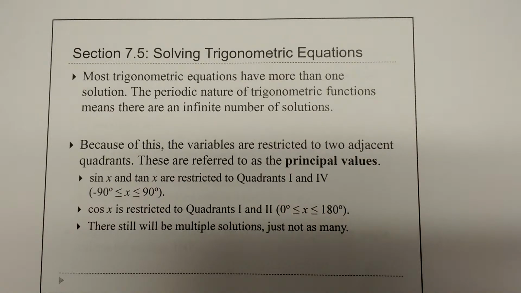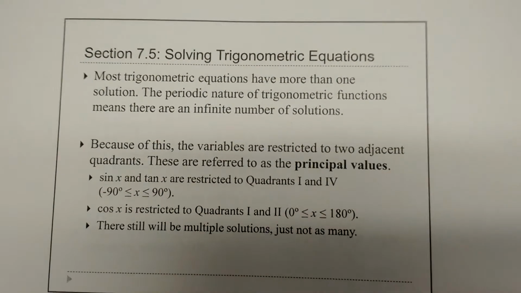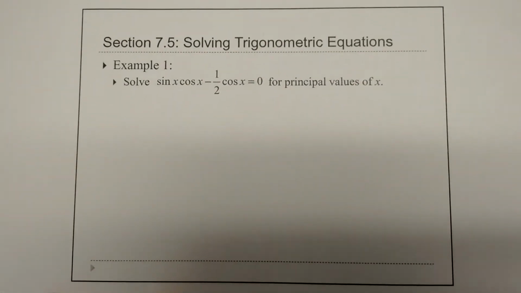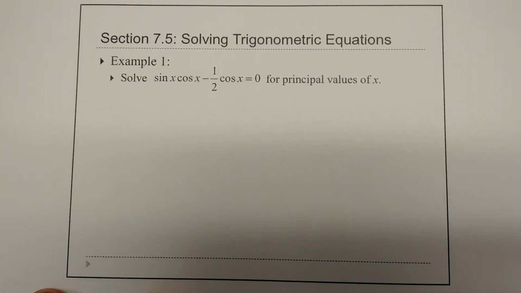If you did not put any restrictions on it, you actually have an infinite number of solutions, as it mentions up here. So the example problem, there's just one of them here. Solve sine x cosine x minus 1/2 cosine x equals 0 for principal values of x.